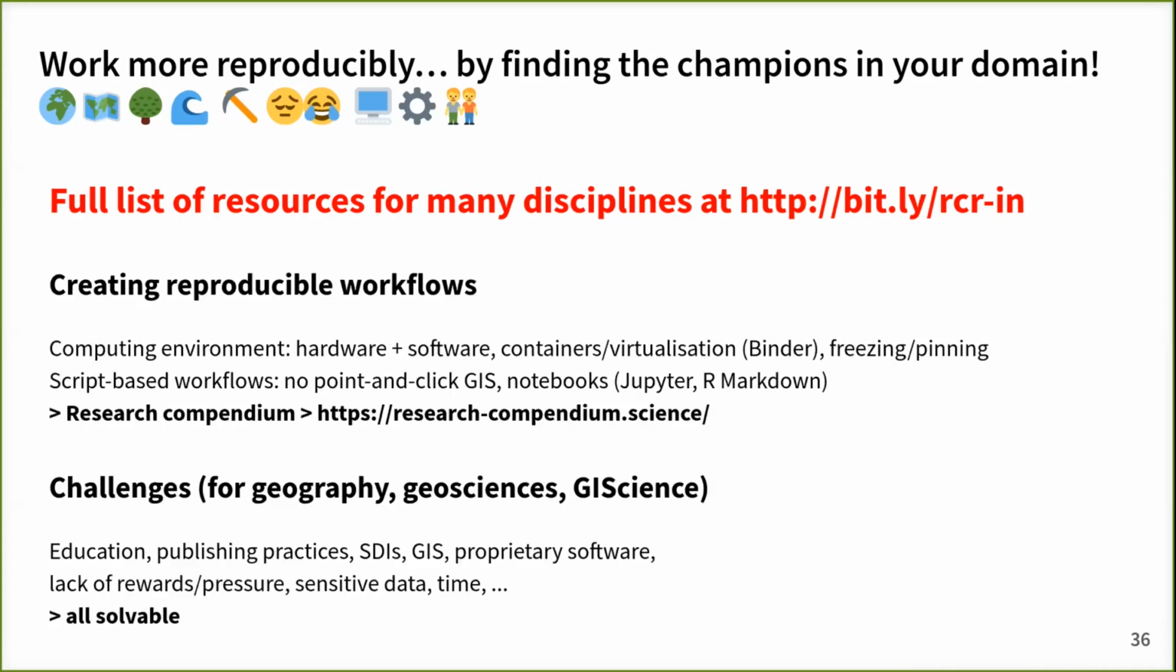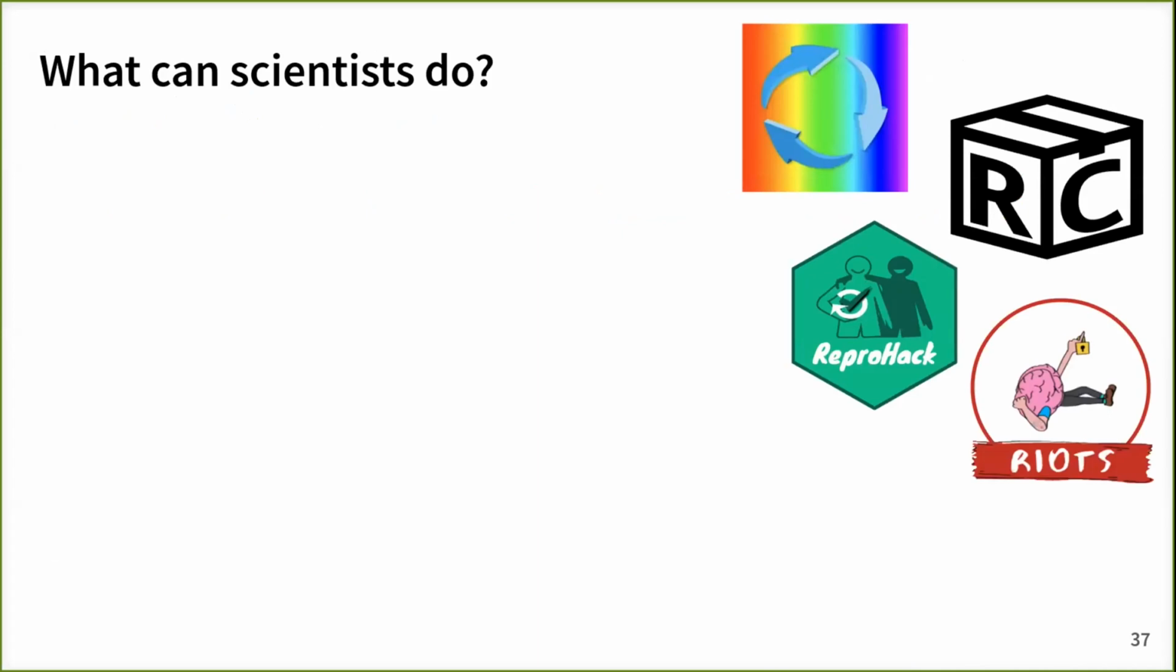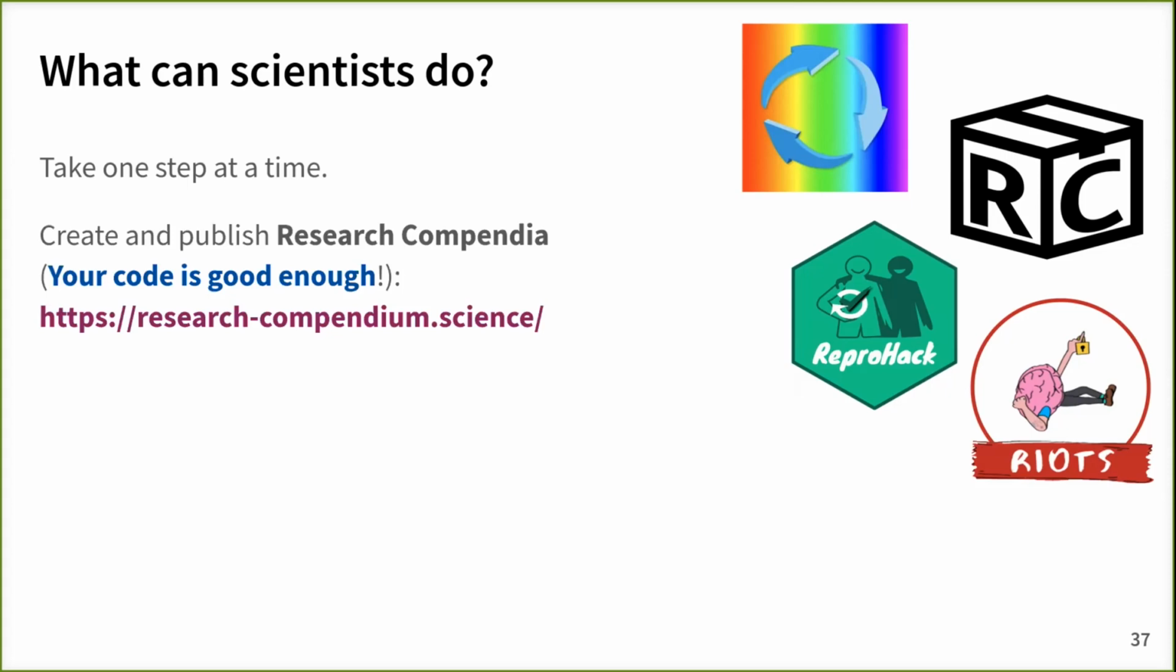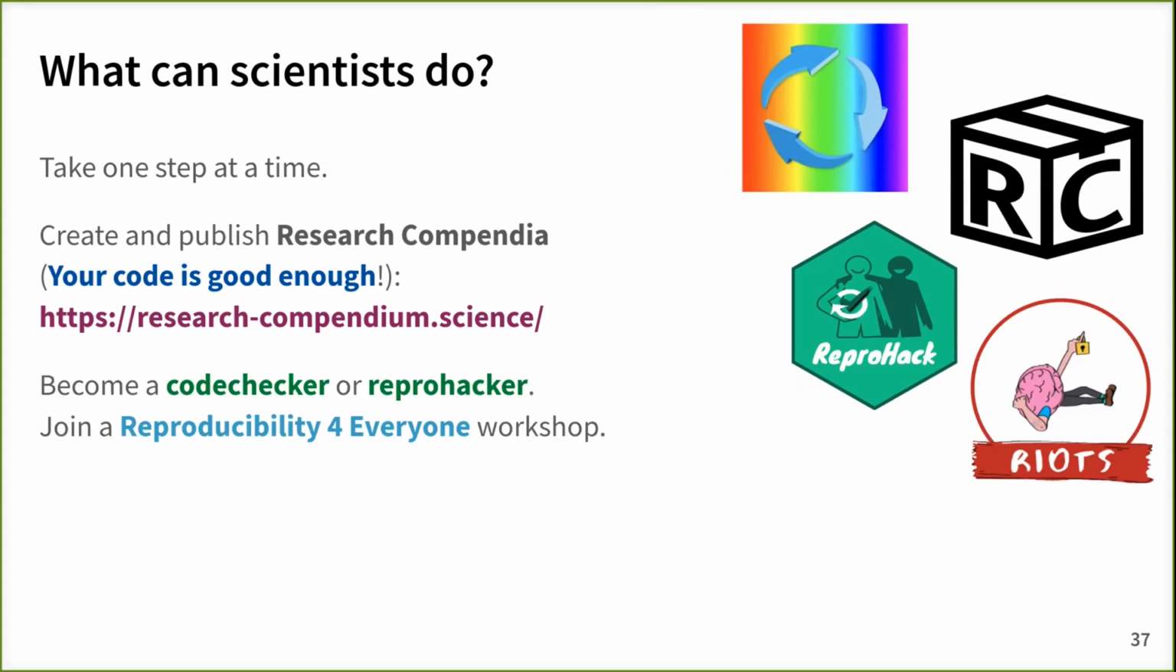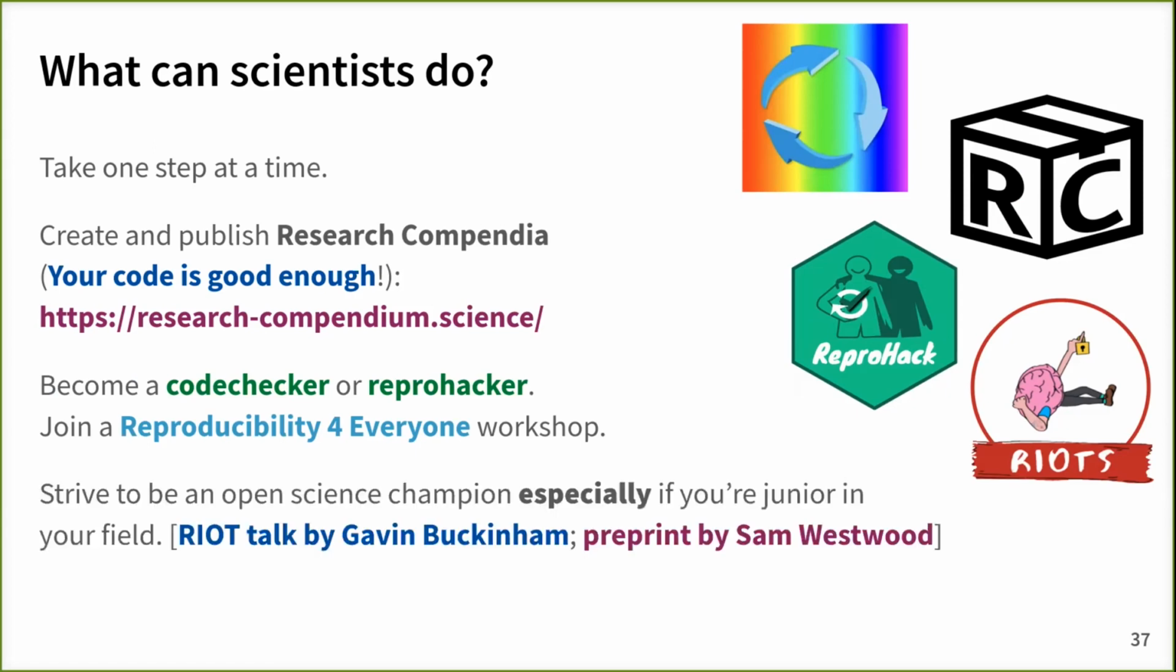And I'll skip over those. Another thing that you can do today is that you take it slow, you take off the pressure, and you just take one step at a time to become more reproducible with your work. One good way is to create and publish research compendia. There's a bunch of more links on this website, researchcompendium.science. You can become a code checker or repro hacker and get practical experiences, or you can join a Reproducibility for Everyone workshop. These are organizations who run excellent events and really are the driving force behind education around reproducibility.